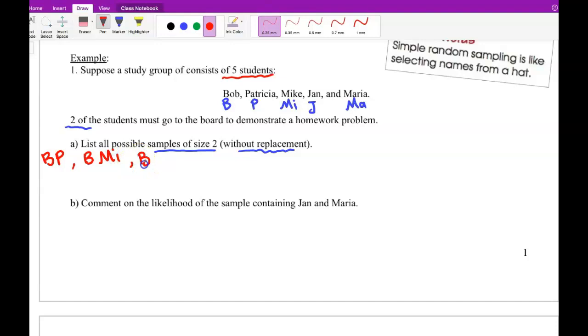BMI, BJ, and BMA. Each one of these has two students. Since we have without replacement, I don't want to have this one again. Now starting from Patricia: PMI, because on this part we don't have PMI. Then PJ, PMA.